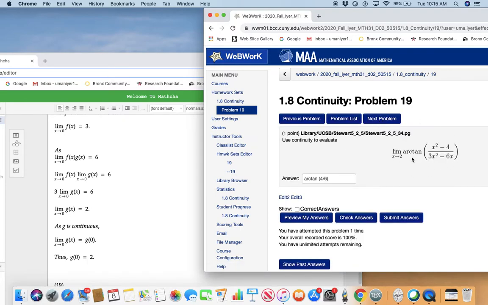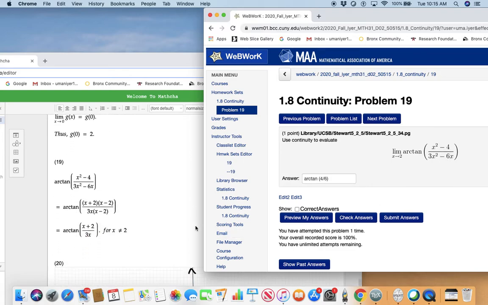Use continuity. Well, arctan is continuous on its domain. A rational function is continuous on its domain. You want to find the limit. Now, this is the catch. When I plug in 2, I get 4 minus 4, 0 upstairs, and 3 times 4, 12, minus 6 times 2, 12, 0 downstairs. So this has to be reduced.